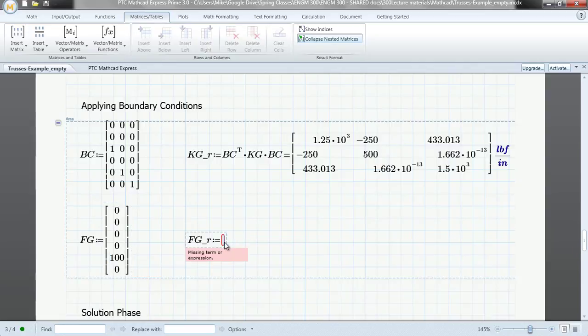And the way we do that is we're going to put in the boundary condition matrix, the transpose of that, times our global force matrix equals that. All right, so we keep just the force applied at node 3 in the x direction as well as the other two displacements that we're interested in.